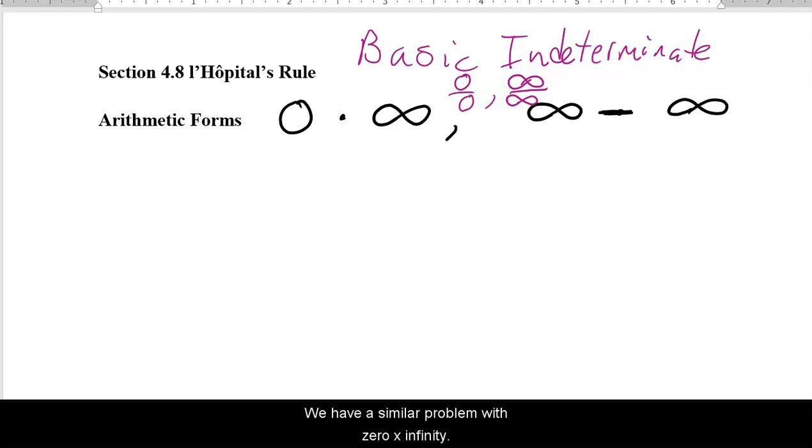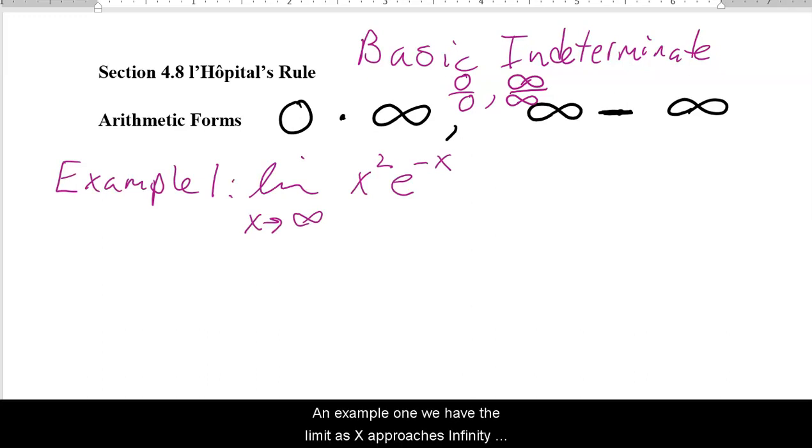We have a similar problem with 0 times infinity. 0 times any number tends to want to make it 0. But infinity times a number tends to want to make it huge. So who's going to win this tug-of-war? 0 or infinity? Both of these need to be converted to one of the two basic indeterminate forms, 0 over 0 or infinity over infinity, before you can apply L'Hopital's rule. Let's take a look at an example and see how to apply it.